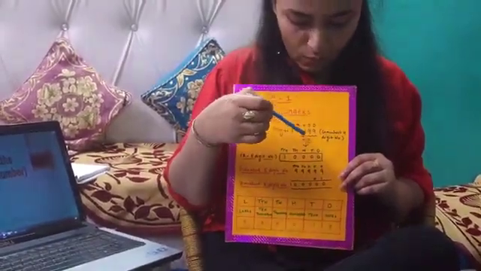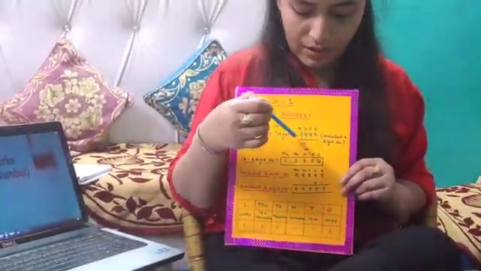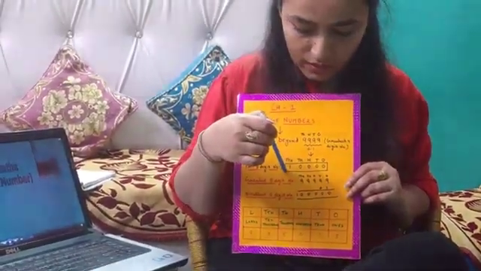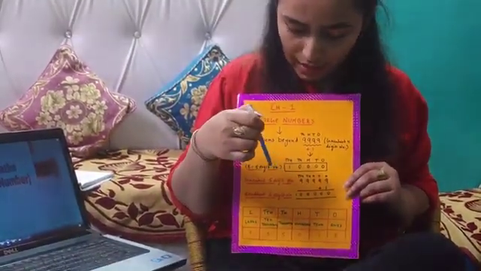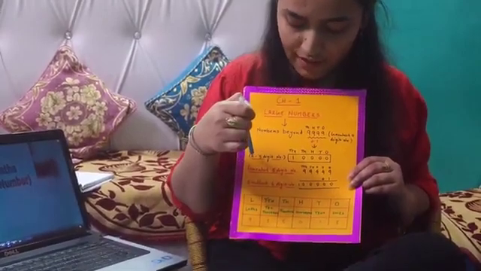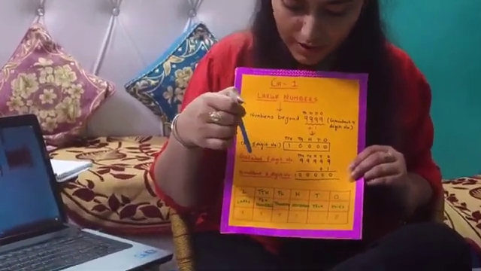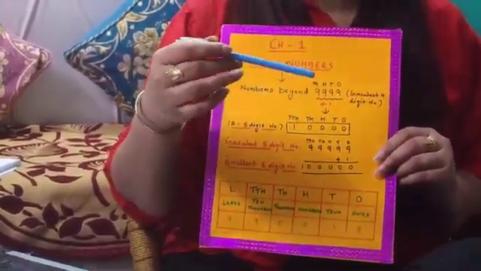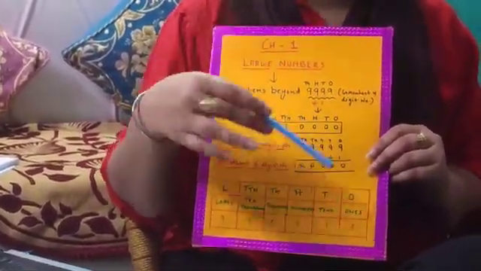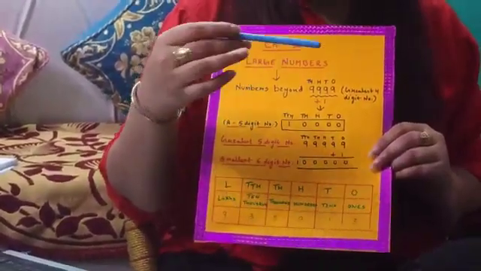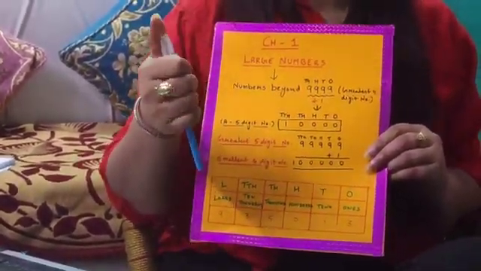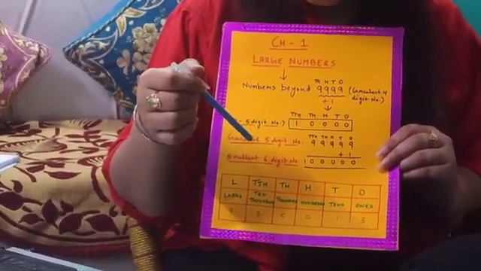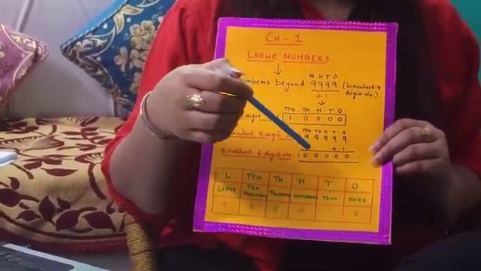Whenever we add 1 to the greatest 4-digit number, that is 9999, we get 10,000. This 10,000 is known as a 5-digit number, which is the smallest 5-digit number. And we will continue it like this: 10,001, 10,002, 10,003 and so on. When we reach 99,999 and add 1 to it, we get the smallest 6-digit number, that is 1 lakh.